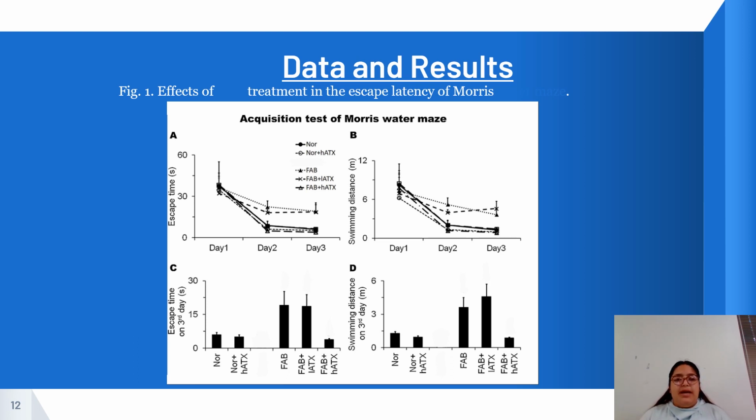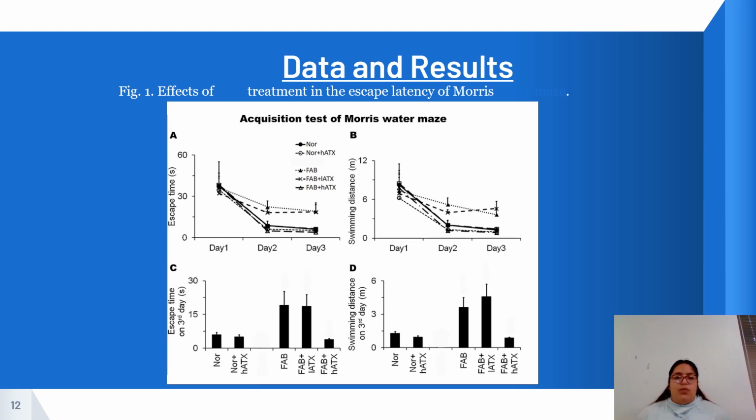During the trials, they made an observation that the FAB-induced rats seemed confused by their surroundings and had a tendency of going in circles. Another observation they made was that the normal group with high ATX actually performed better than just the regular normal lab rat.